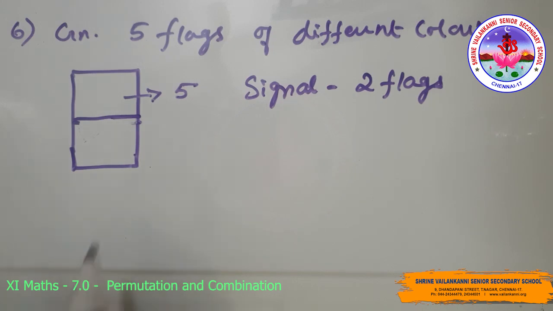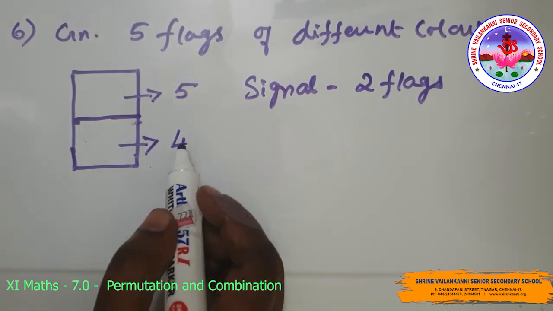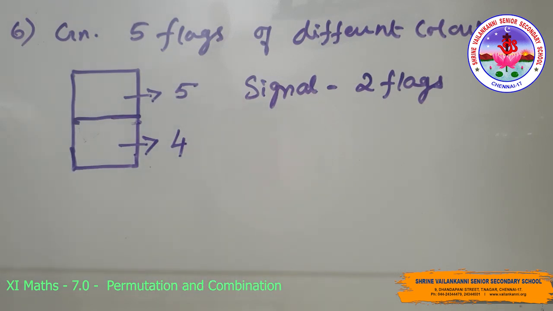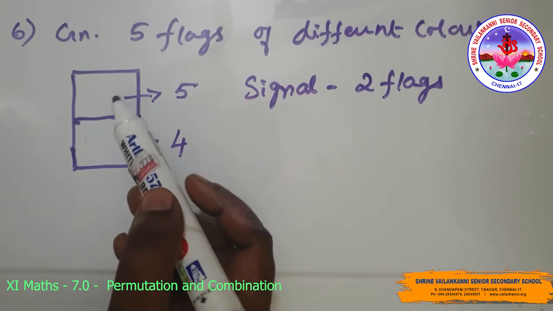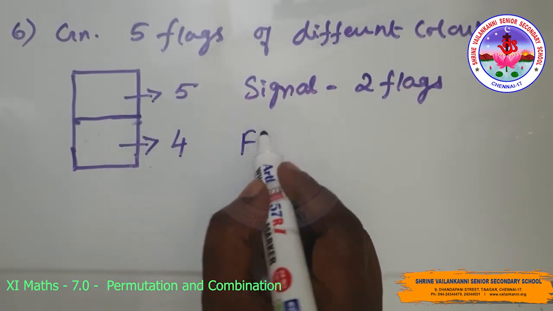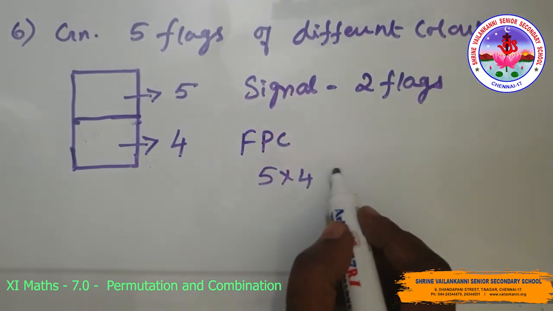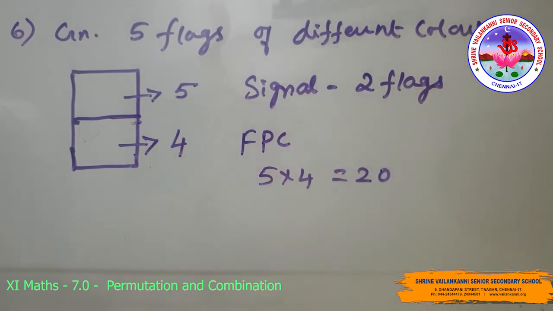Then the lower vacant place can be filled in 4 different ways by any one of the remaining 4 different flags. So there are different colors in the upper place and lower place. Therefore, by the fundamental principle of counting, 5 into 4, which is equal to 20. So we can generate 20 different signals.